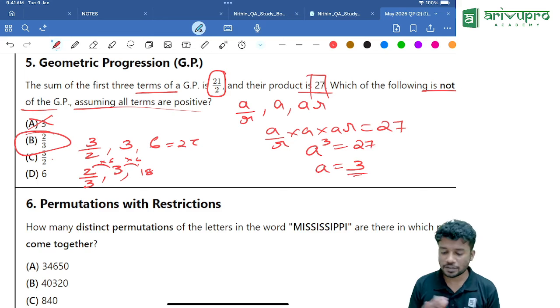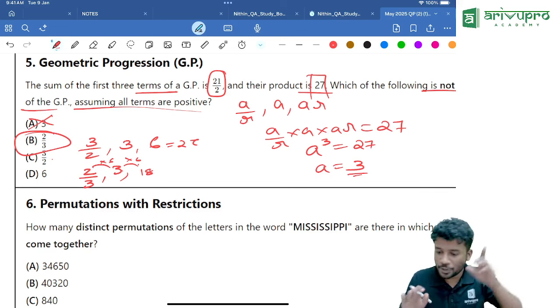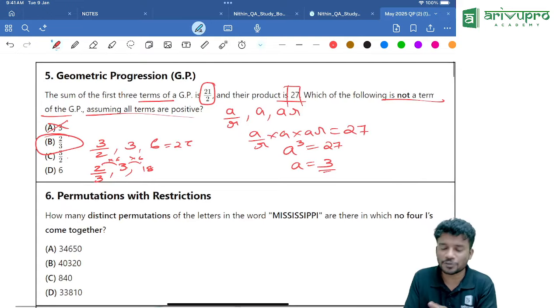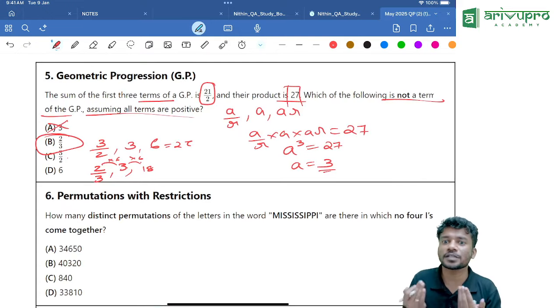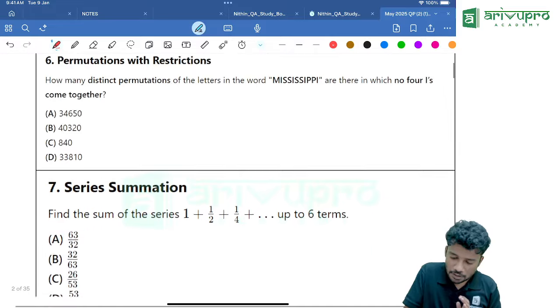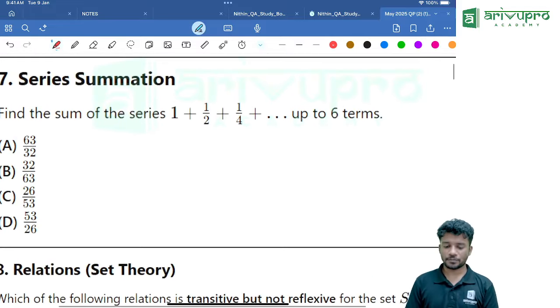2 by 3 is not our term. Did you understand the logic? Rather than putting everything, we can always use the options. While doing it in our class, sometimes we never used options. Now, from the exam point of view, you should always think about options and use them. Understood? Yes. Look at the next question.